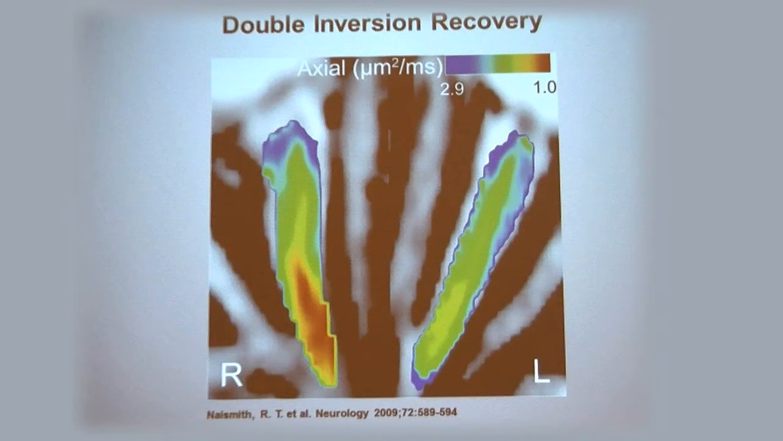And you can see here a plaque is seen in the optic nerve on the right. In radiology, things are reversed, and so the right is left and left is right. And this is the sort of thing you can pick up, which you can't pick up in standard sequences.